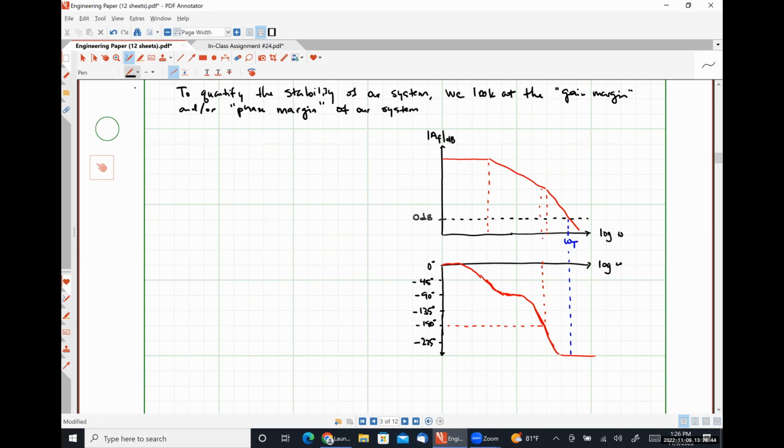So let's call this frequency omega 180. So that is the frequency at which our phase hits 180 degrees. And omega t is the frequency at which our gain hits 0 decibels. Okay.